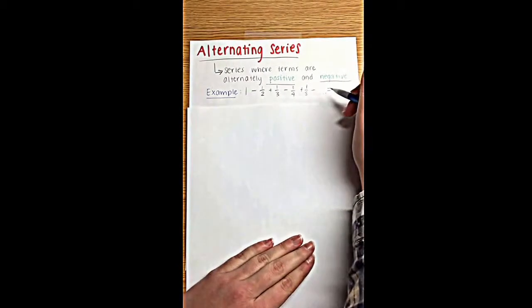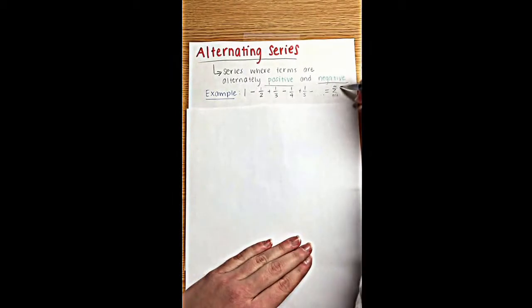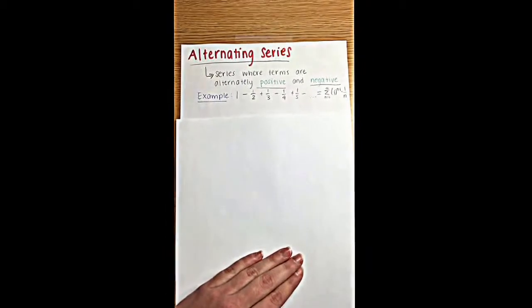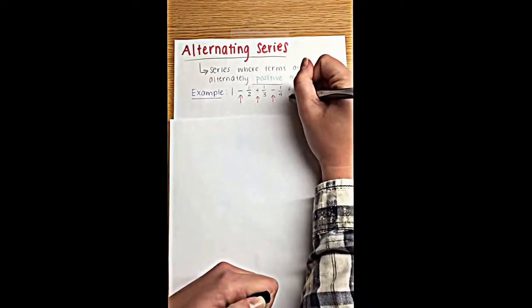And this can be written as a series from 1 to infinity of (-1)^(n-1) times 1 over n. You know that this is an alternating series because, as you can see, each time the sign switches.